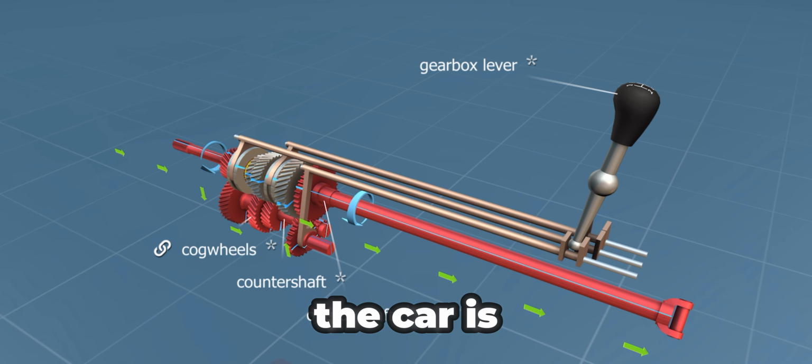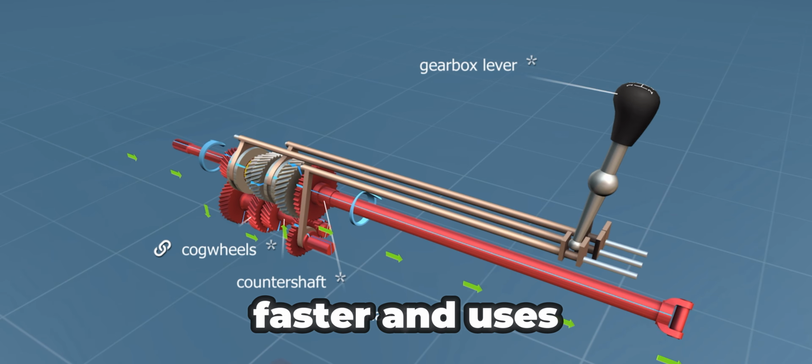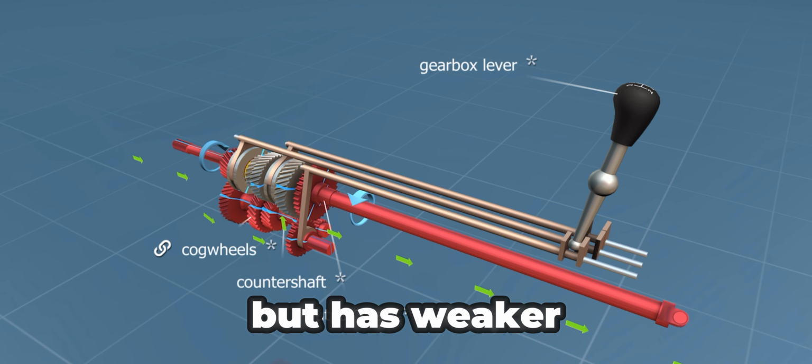In lower gear, the car is slower but pulls harder. In higher gear, the vehicle is faster and uses less fuel but has weaker acceleration.